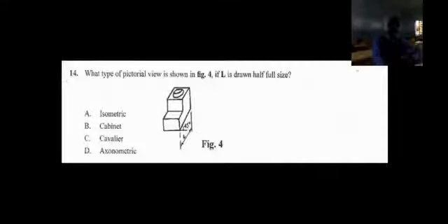Question number 14. What type of pictorial view is shown in figure number 4 if L is drawn half full size? Once this L is half full size, it is cabinet. It's cabinet drawing. Alright, the answer is B.